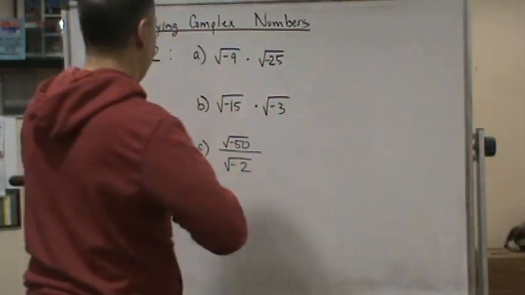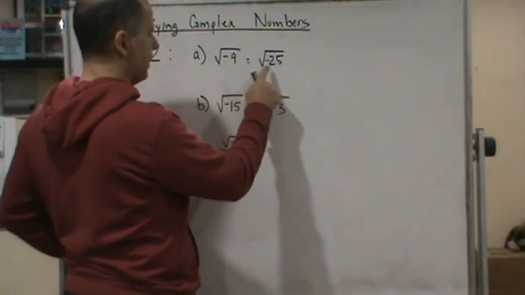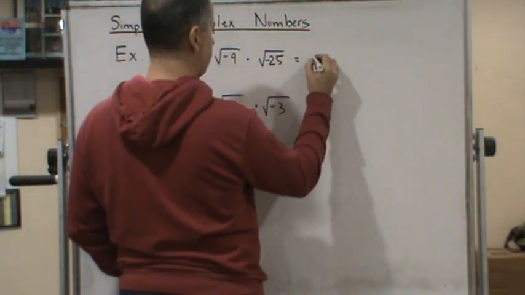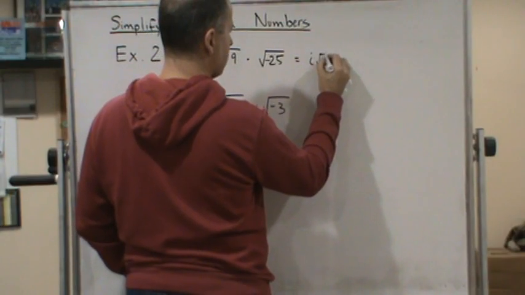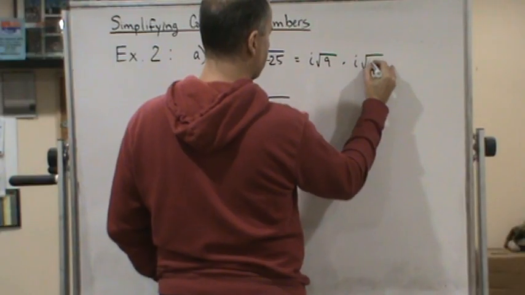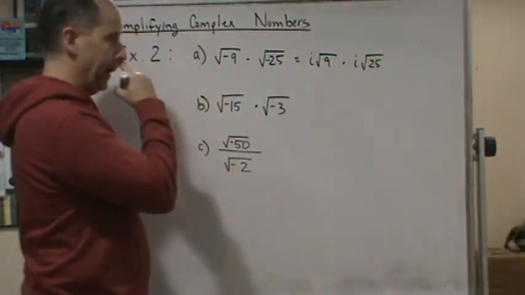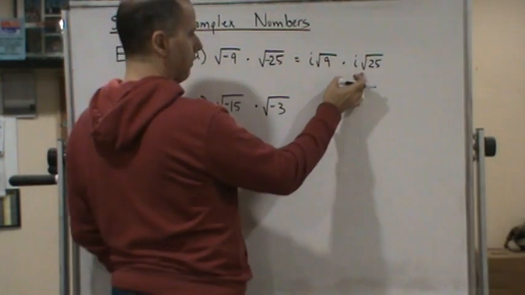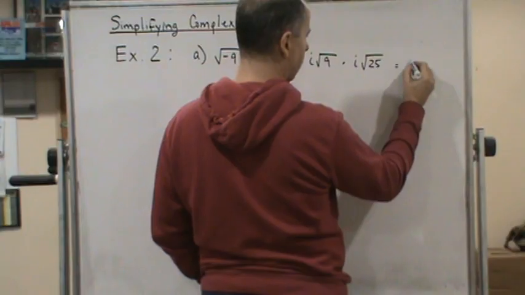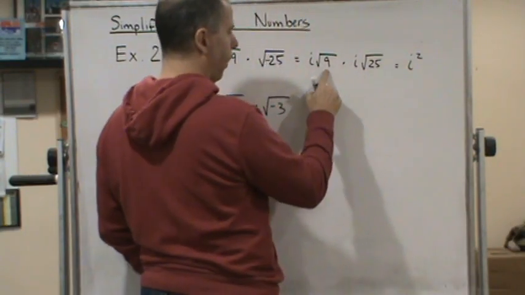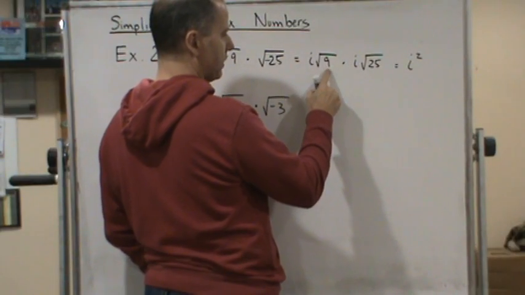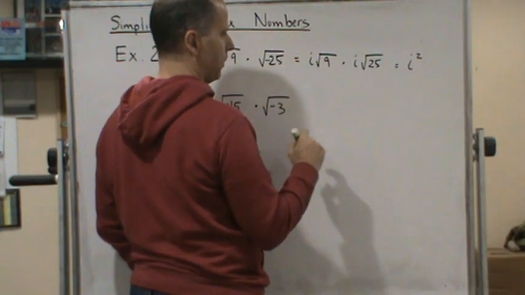So let's do A. The first thing we're going to do is simplify these using i, okay? So this would be equal to i square root 9 times i square root 25. And then what I would do is gather up the like terms. So I'm going to get i squared, right? So this is going to equal i squared. And now I can use the properties of exponents and say, okay, this is going to give me 3 because it's a perfect square. This is 5 because it's a perfect square.